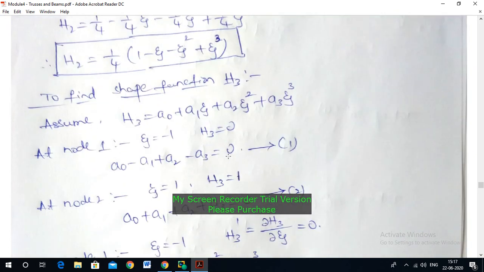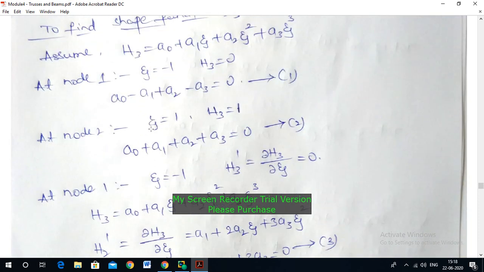And next, to find the shape function, that is s3, assume polynomial displacement function s3 is equal to a0 plus a1 zeta plus a2 zeta square plus a3 zeta cube, and take the boundary condition at node 1: if zeta is equal to minus 1, s3 is always 0. Substitute zeta is equal to minus 1 and s3 equal to 0, and I will get a0 minus a1 plus a2 minus a3 equal to 0. I call it equation number 1.